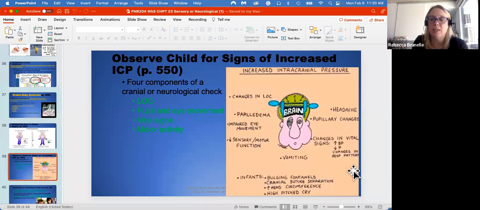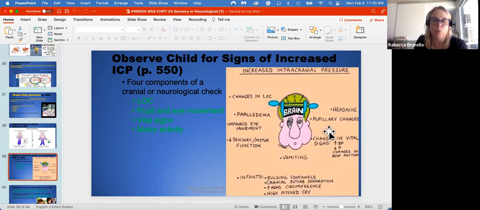So you see increased blood pressure, decreased heart rate, and irregular respirations. So these things together are ominous. This is a sign that there is too much pressure inside the brain, that their ICP is too high. So these are the vital sign changes.